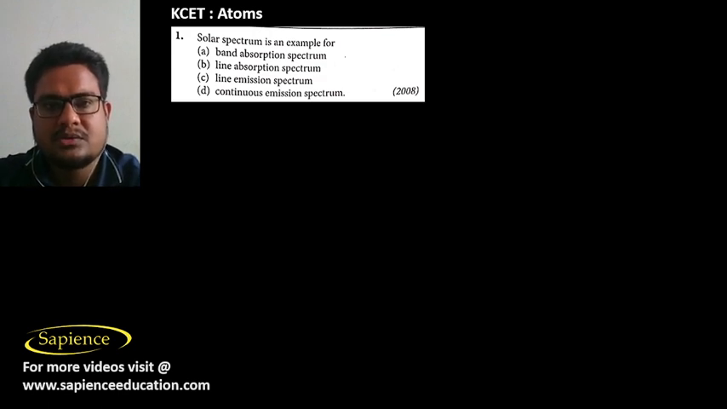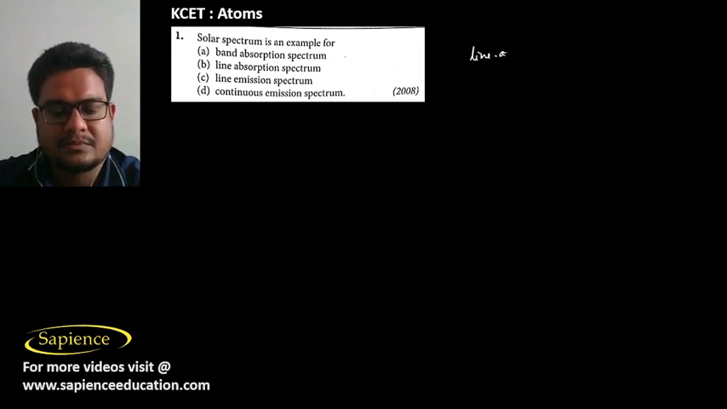So the first question: solar spectrum is an example of what? Solar spectrum is an example of line absorption. So option B is the correct answer.